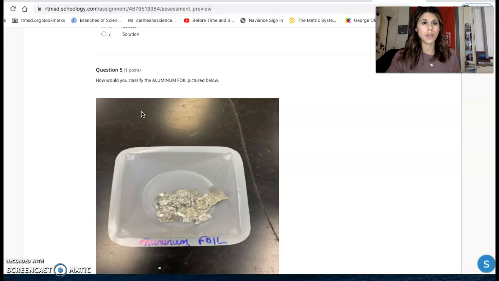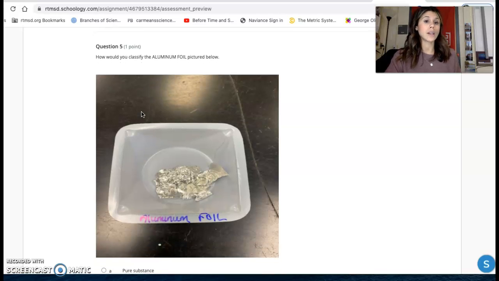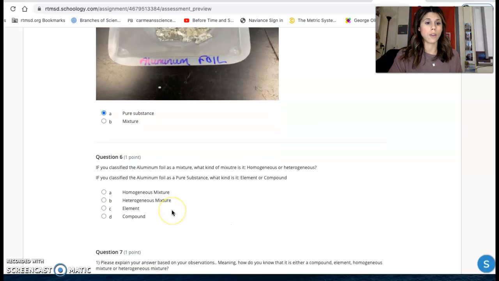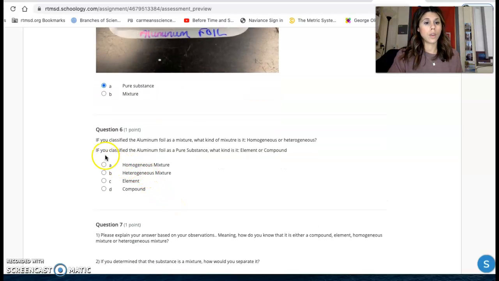So this is the example that we did yesterday. How would you classify aluminum foil? And it's asking, is it a pure substance or a mixture? Aluminum foil is a pure substance. It's not two different things mixed together. Then, if you classify the aluminum foil as a mixture, what kind of mixture is it? Heterogeneous or homogeneous? Well, we know it's not a mixture, so we can disregard this part of the question.